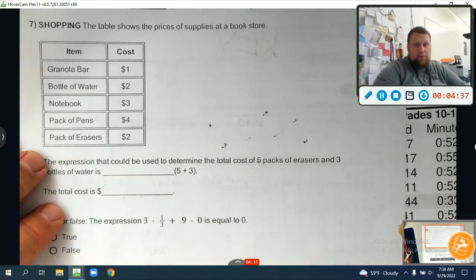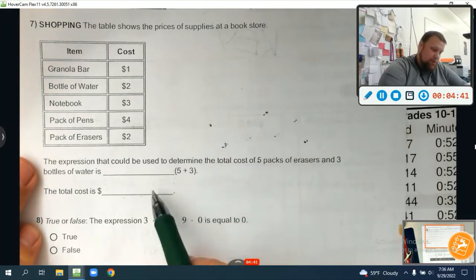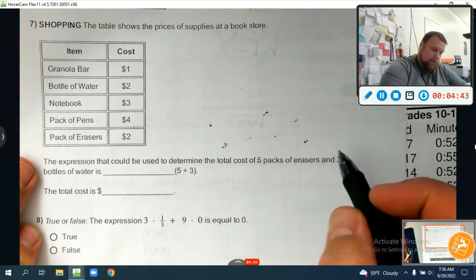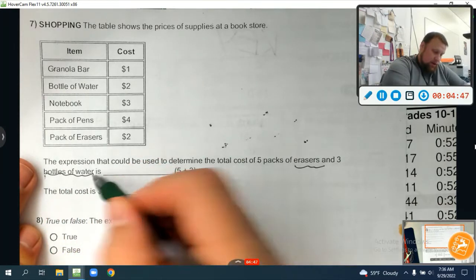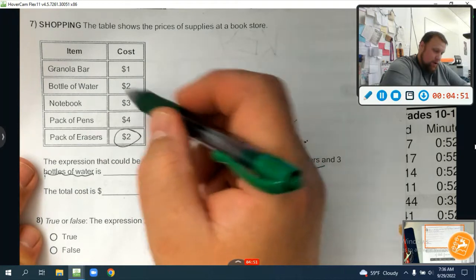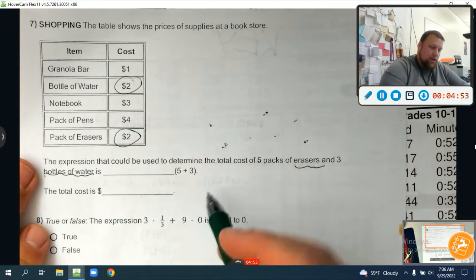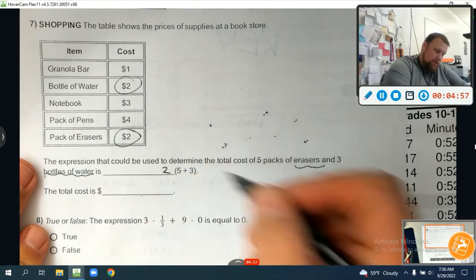The table shows the prices of supplies at a bookstore. We see the price here. The expression that could be used to determine the total cost of 5 packs of erasers and 3 bottles of water. Okay? Let's see, erasers are $2, bottles of water, oh, they're both $2. So I can just say 5 plus 3 and multiply both of that times 2.